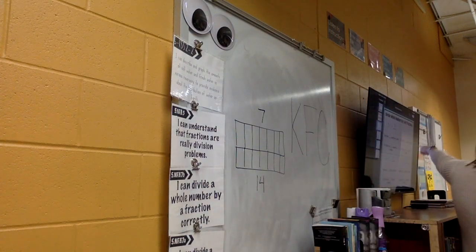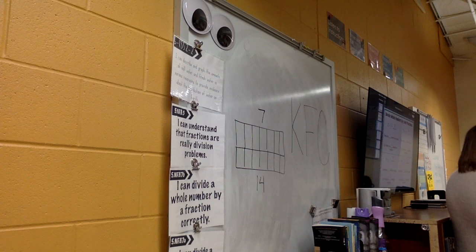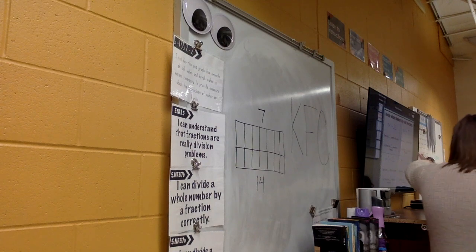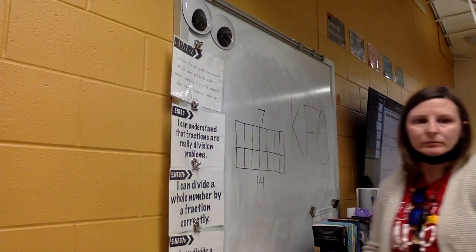It's asking you how many 6ths do you have in one whole? You have 6 pieces in one whole if they're in 6ths. And then how many do you have in 5 wholes? So you would multiply 5 times 6. So that's what you're doing on this slide. Easy peasy, right?